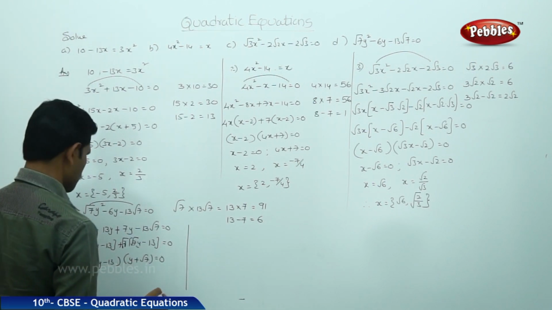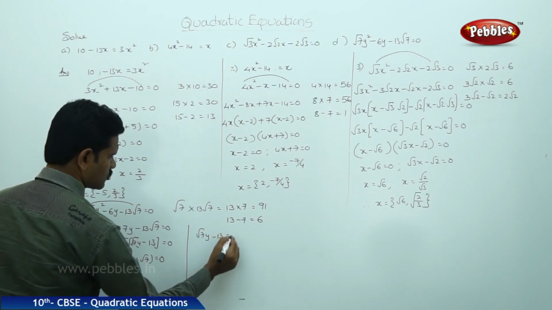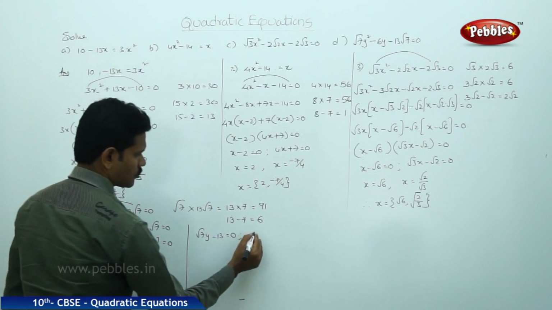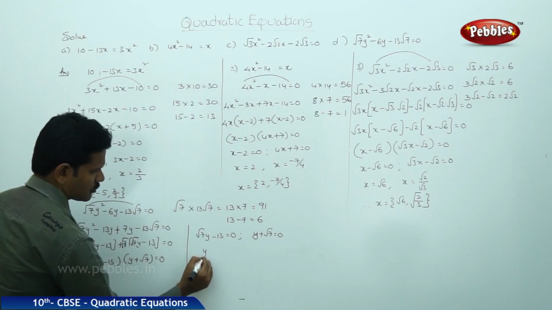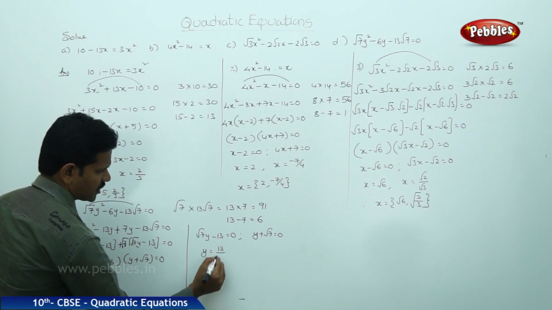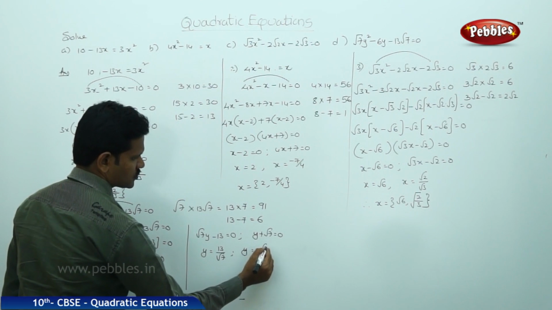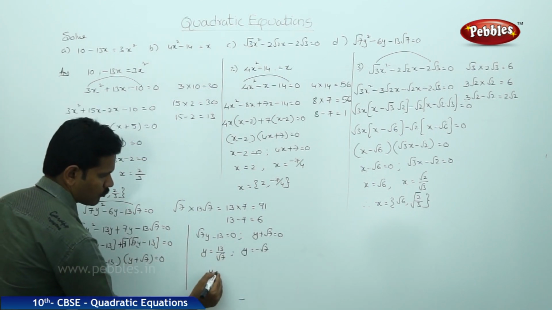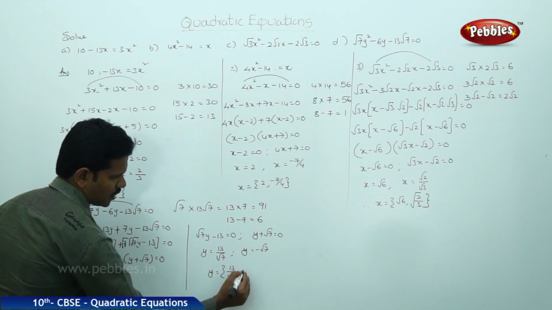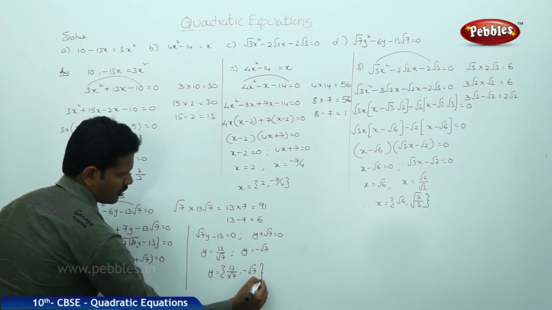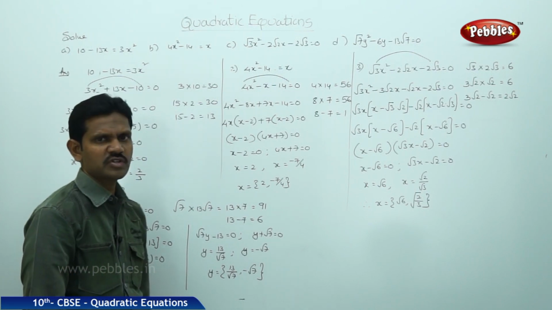Therefore both the parts equal to 0. Root 7y minus 13 is equal to 0, y plus root 7 is equal to 0. That is, y is equal to 13 by root 7, y is equal to minus root 7. Therefore y is equal to the set of 13 by root 7 comma minus root 7 are the solutions of the given quadratic equation.